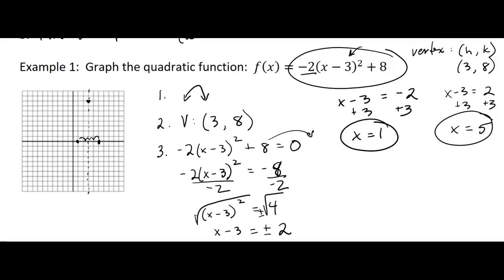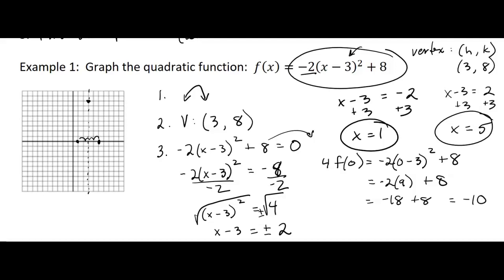Now step 4, we want to find f of 0. So you plug in 0, negative 2 times 0 minus 3 squared plus 8. Now, sometimes this is a really large number and isn't useful to us, but let's see what happens here. Okay, so I get negative 18, because my negative 3 squared was 9, negative 18 plus 8, which is going to be what, negative 10? Okay, so I know there's a point (0, -10), like right there.